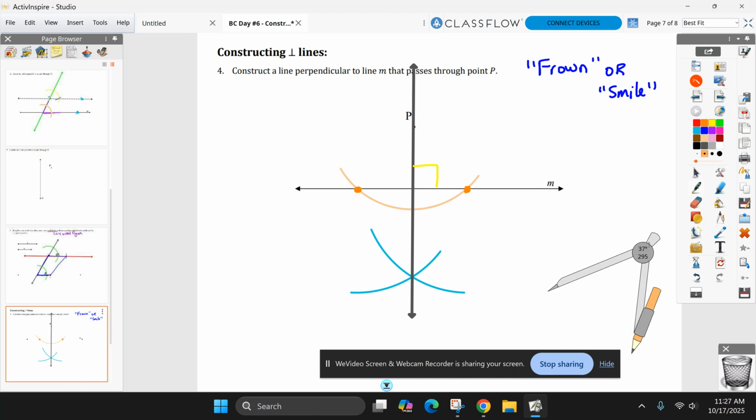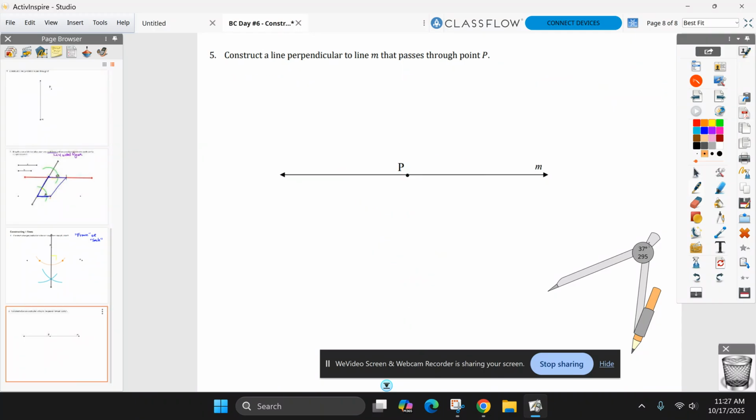Good work, guys. One more. And I'm not even going to teach this to you. All right, same thing. Now the point's on the line. Big deal. You choose now, frown or smile. That's it. That's all I got to show you. You choose. Just make sure you open up your compass a little wider for the last two arcs. Do your thing.